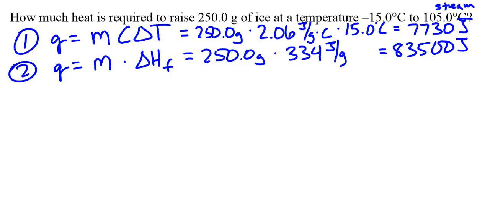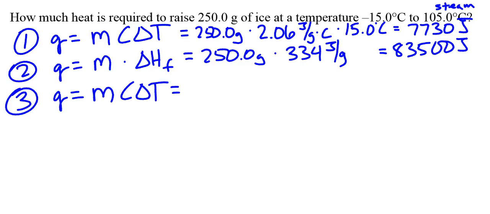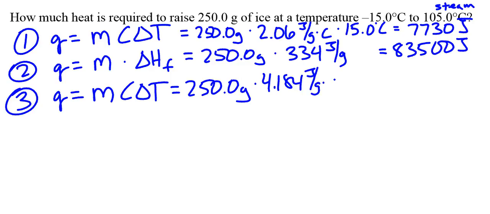Now at this point on the curve, I have melted all of my ice. Now I have liquid water at 0 degrees Celsius. I need to get it all the way up to the boiling point, which is 100 degrees Celsius. So Q is going to equal mcΔT, which is equal to 250.0 grams times 4.184 joules per gram degrees Celsius times 100.0 degrees Celsius. I'm going to end up with a 4 sig fig answer, which is 104,600 joules.